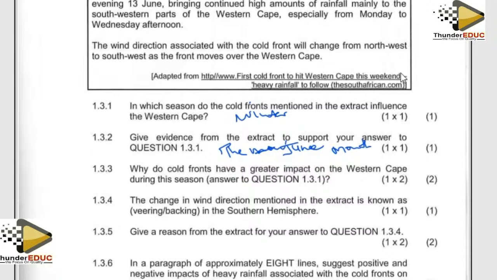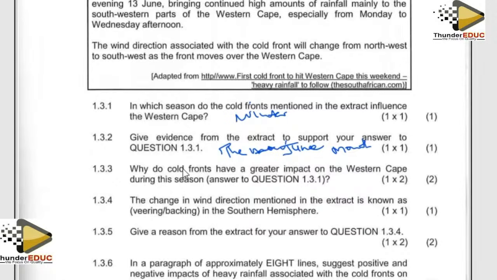Okay. Then why do the cold fronts have a greater impact on the Western Cape during this season? Why the Western Cape during this season of winter? We must understand that this system moves with the movement of the ITCZ. So when the ITCZ is overhead the Tropic of Cancer, which is in the northern hemisphere, it is winter in the southern hemisphere.